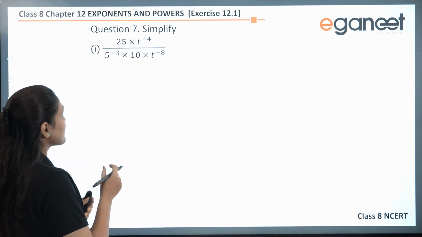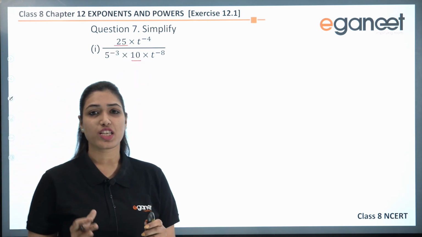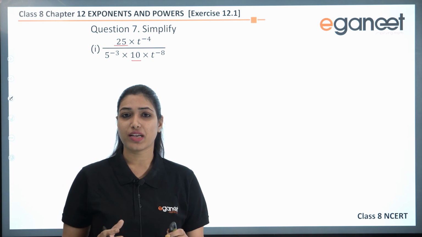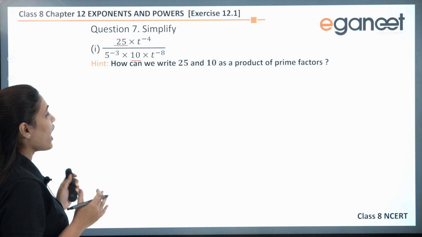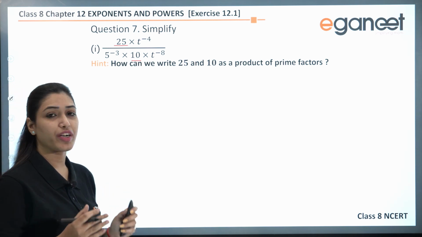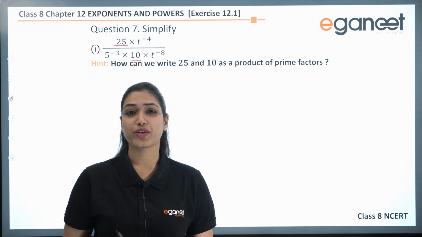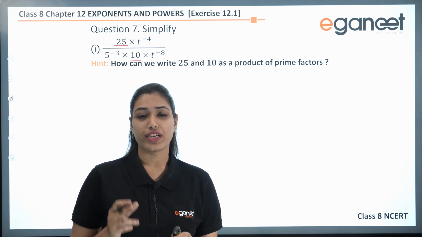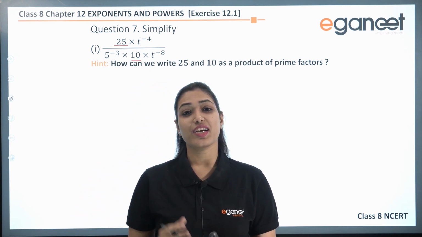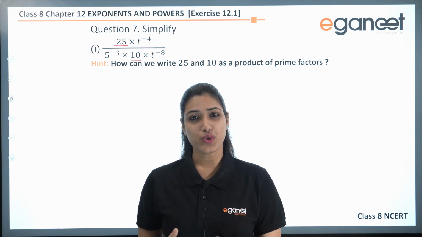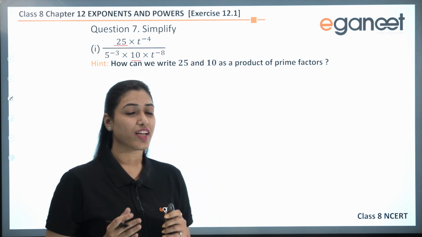As you can see, in this expression, 25 and 10 are the terms which are not expressed as powers. So first we need to express them as powers. For this, let me give you a hint: how can we write 25 and 10 as a product of prime factors? So 25 can be written as 5 square and 10 can be written as 5 into 2. Now just pause the video and try to solve using the given hint. Let us solve.